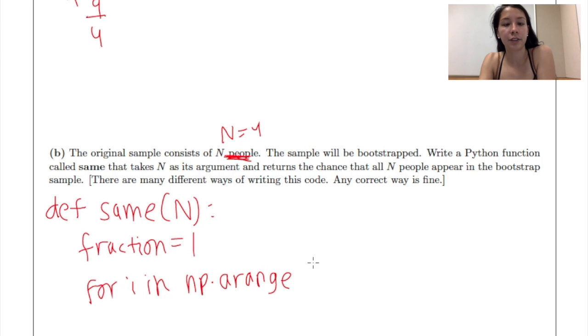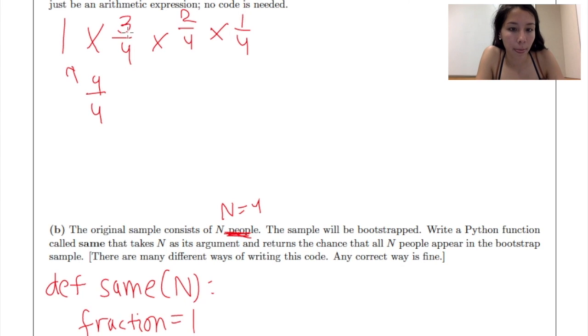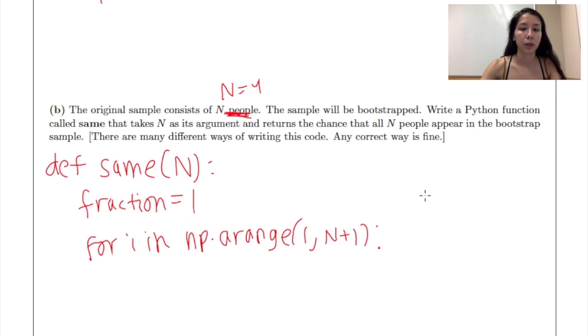So we want to actually be going through and multiplying by these different numbers over 4. Actually, we're going to make the range from 1 to n plus 1. So that will give us the correct fractions, because if we just did np.arange 1, n, we would have numbers from 0 up to n minus 1. And we actually want the numbers from 1 up to n. Like in this case, we have 1, 2, 3, 4.